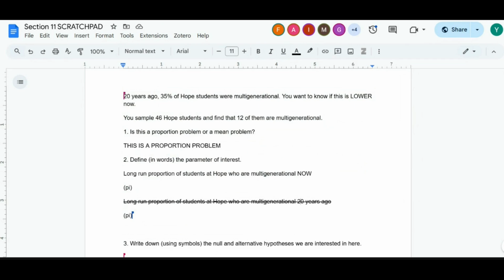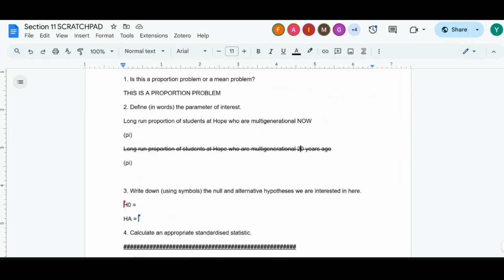So I don't want the class to be confused because there is a point where some people think, but didn't you say it was 20 years ago? Yeah, we are not testing that. I'm telling you, 20 years ago, 35% were multi-generational. And so we want to see now, is that the same as what it was? So this leads or segues perfectly to what is very good.